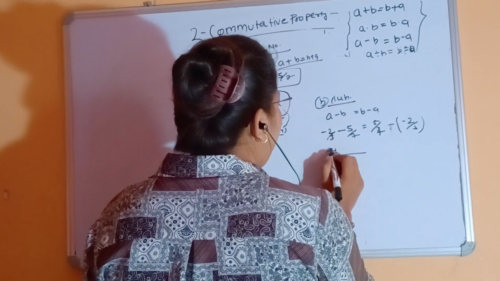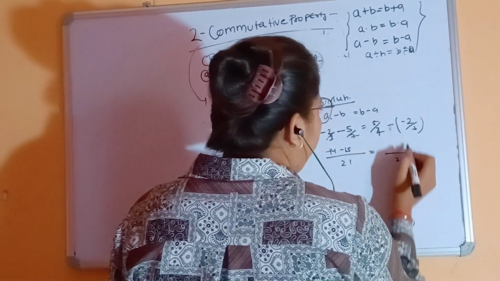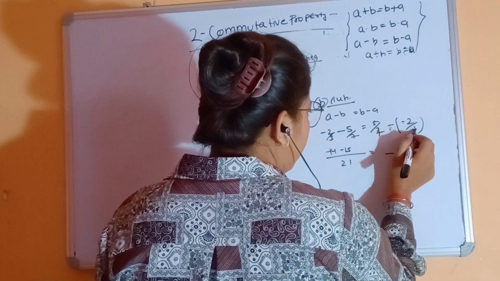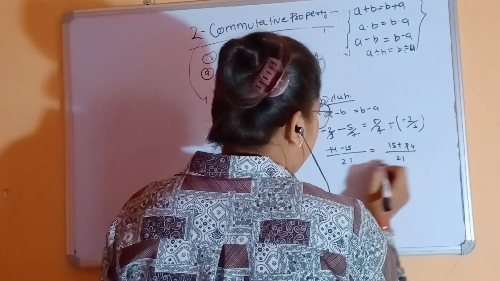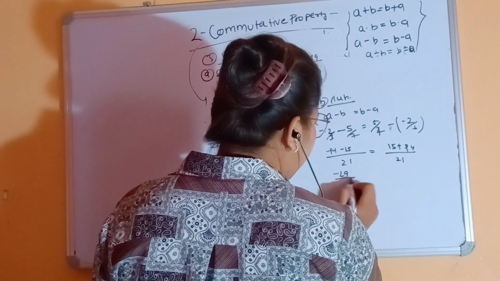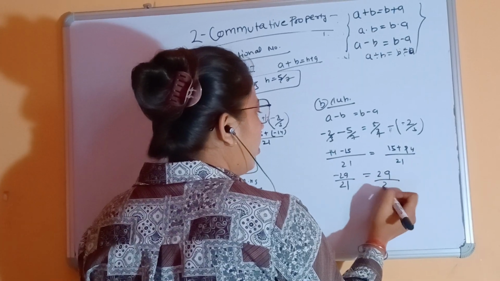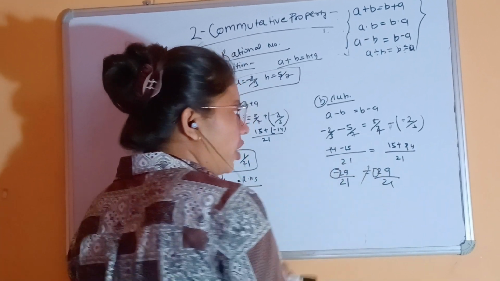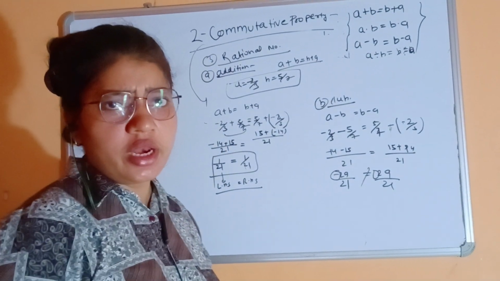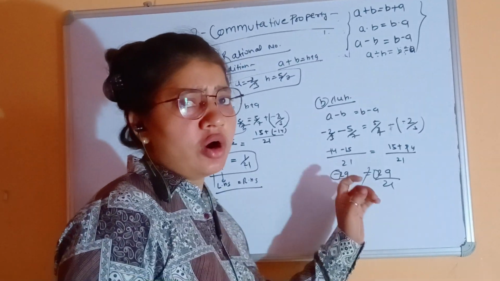-14 and -15. Okay, so here also 21. We know minus minus is positive, so 3 into 15 plus 14. So here we get 29, that is 29 divided by 21 is equal to 29 divided by 21. That means here it is negative, here it is positive. So the value is not equal. LHS is not equal to RHS. So in the commutative property, subtraction does not hold.